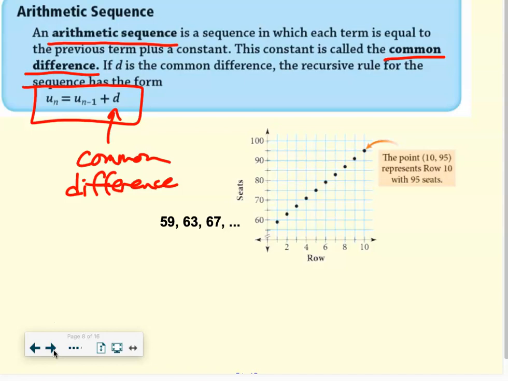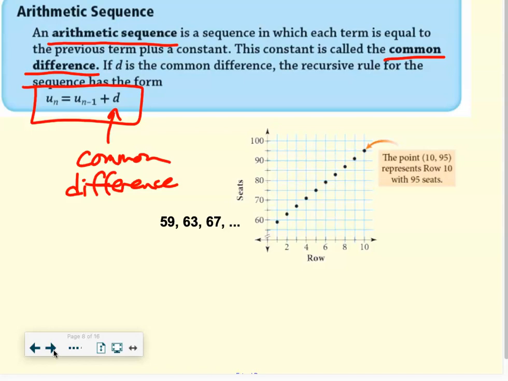You know the words domain and range, right? Domain is your input. So your input for a sequence are only integers, the numbers 1, 2, 3, 4, 5. Your domain is just your counting numbers, the term numbers: first term, second term, third term, fourth term, fifth term. Your range, your output, those are the actual values of the terms: 59 seats, 63 seats, 67 seats, and you just keep going from there.